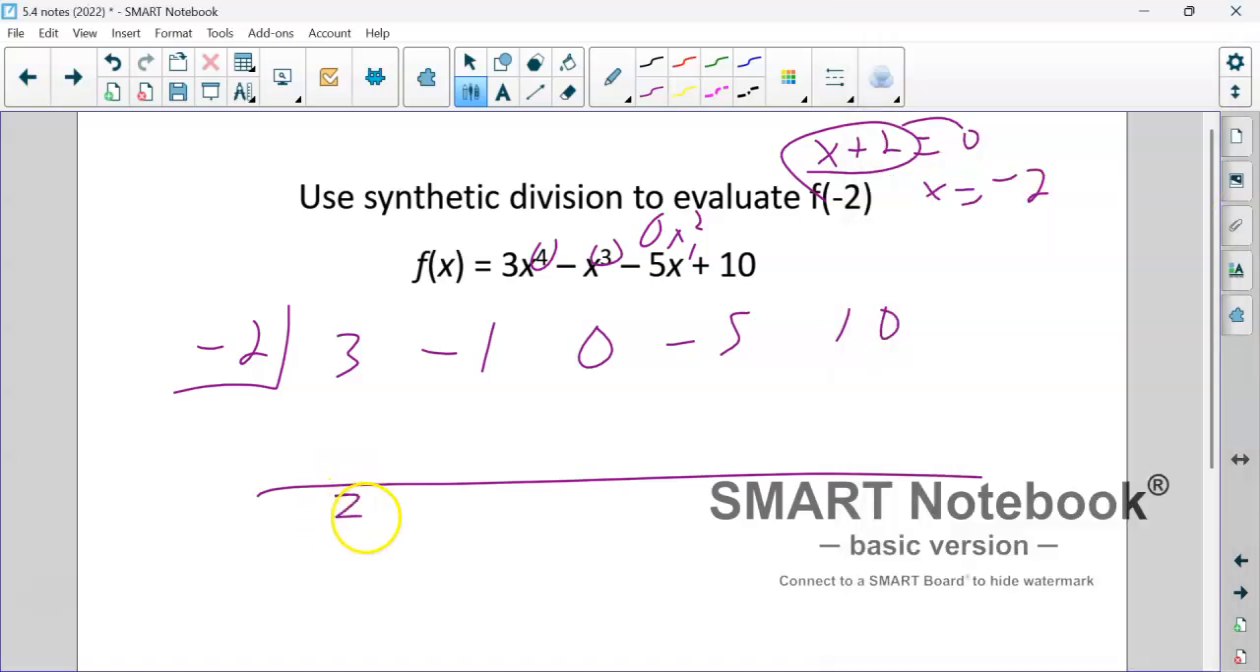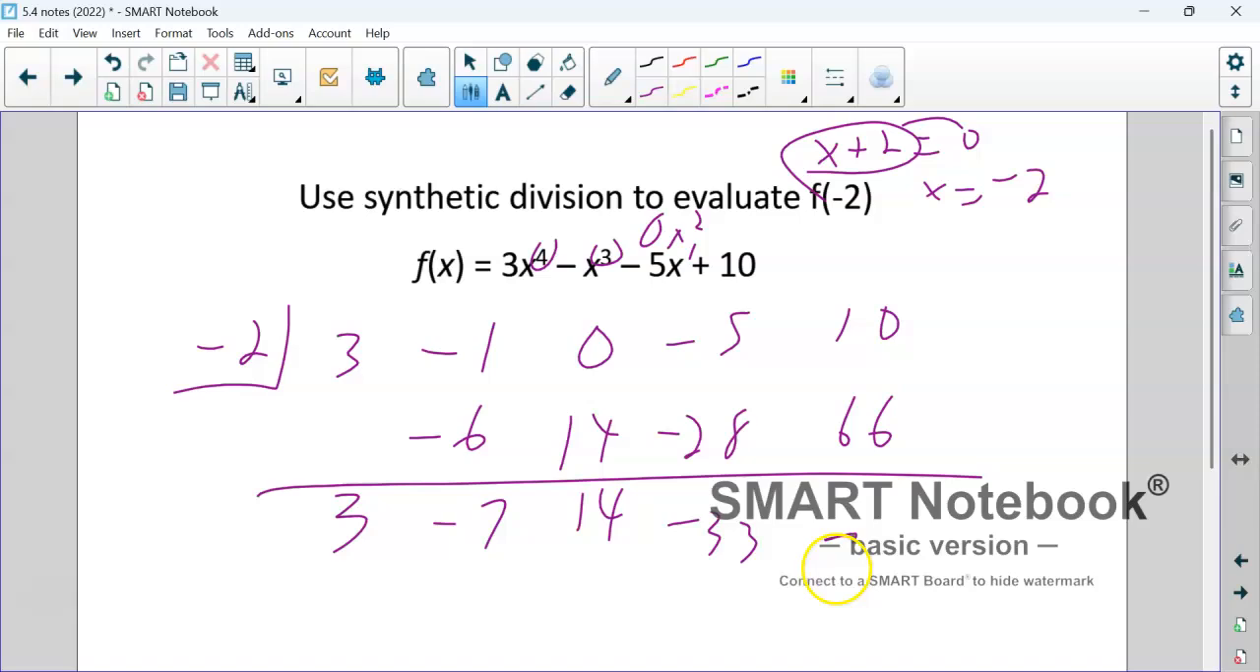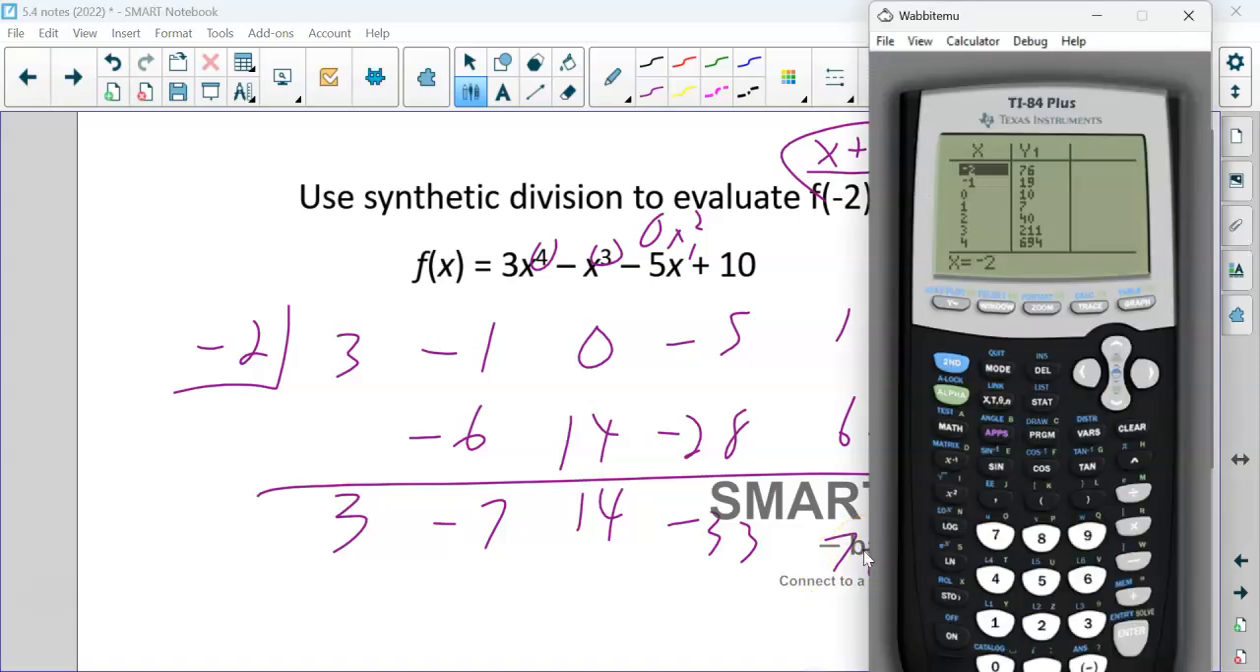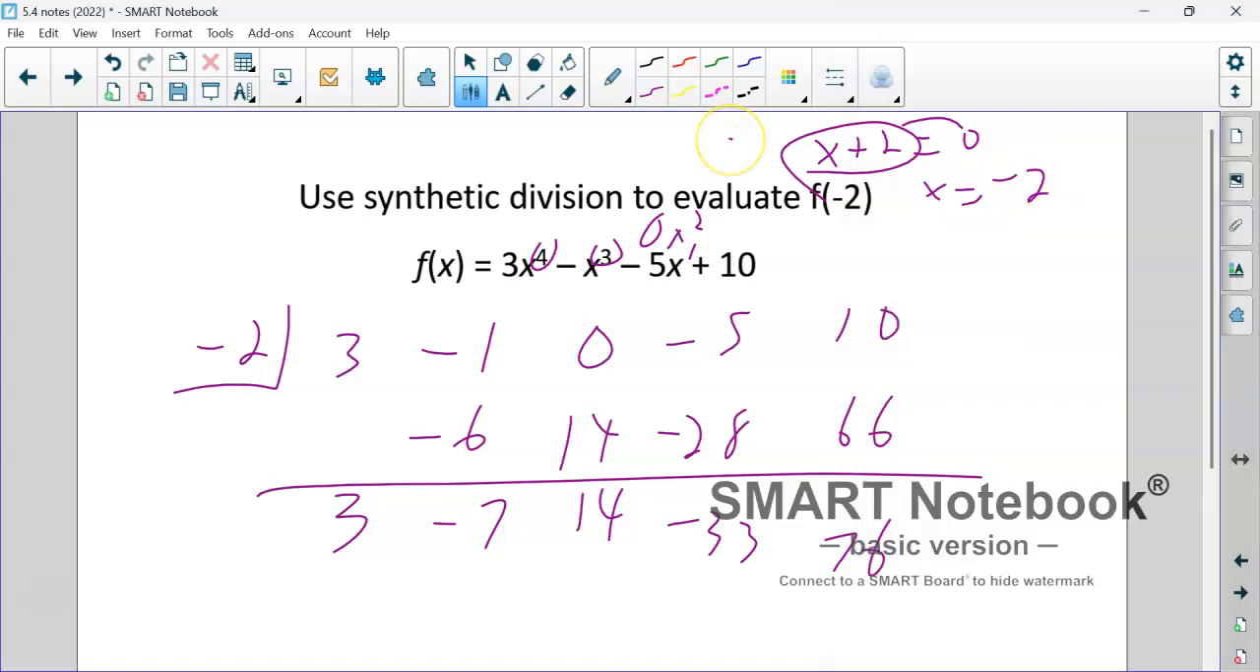Let's see if I do. Drop that 3. Multiply by -2. Add straight down. Multiply by -2. Add straight down. Multiply by -2. Okay? -28 plus a -5. Remember, adding is -33. Multiply by -2. Add straight down, 76. What did I get in my calculator? 76. I know I did it right.